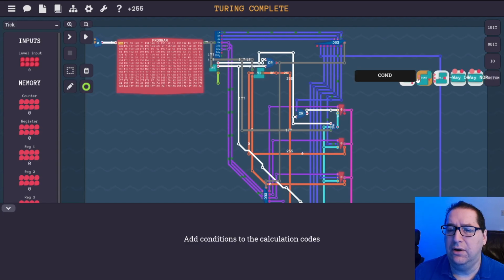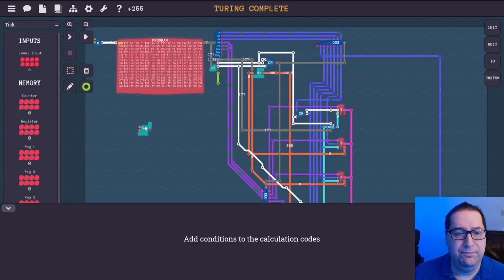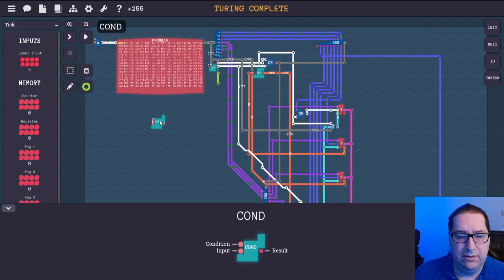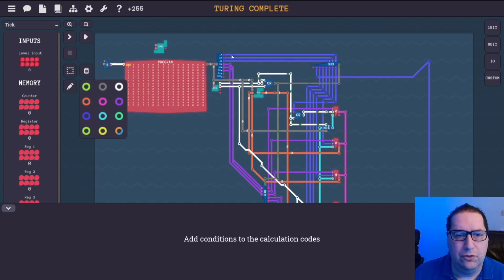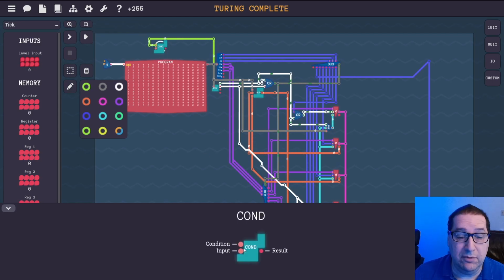We know we're going to need some logic. So where is our, there we go. That's our conditional unit. And this is the thing that's actually going to evaluate the conditions. So the condition is specified by the three lowest bits of our instruction. So now we can peel off our program input and we will feed it into the condition input of our condition unit.